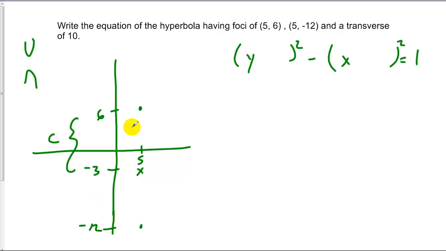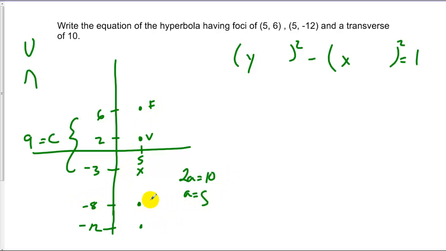Next, I'm being told that my transverse axis is 10. So therefore I know that 2A is equal to 10. Therefore A is equal to 5. So I know that if C is equal to 9, A is equal to 5. So 5 up puts me here. 5 down puts me here. These points are my vertices.